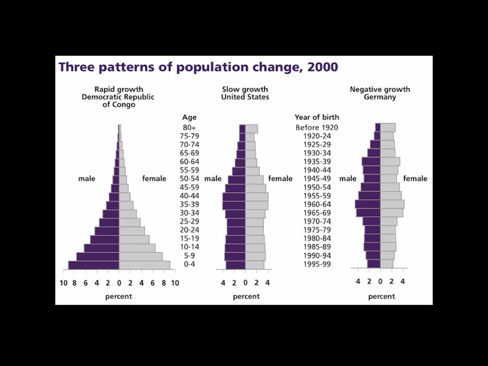The middle one is the United States, and it's a slow growth. Every bar is about the same length and not much going on there. And then to the far right is Germany, and this is negative population growth, where they're definitely having less than 2.1 children per family. And so you find the population of Germany actually shrinking, and you can see this reflected in the population pyramid itself.